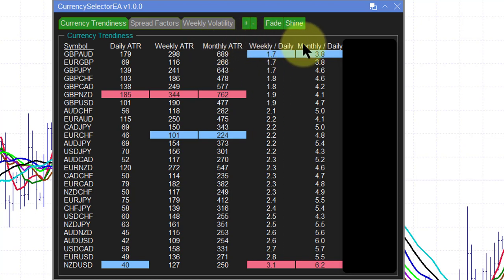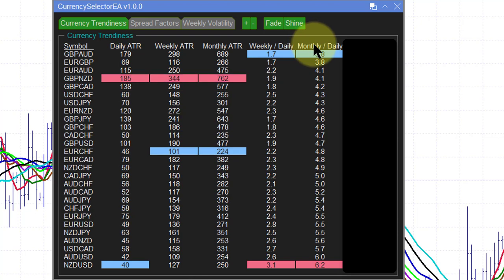So then I take the monthly and I do exactly the same calculation, and we can sort this column just to make sure it's right. And again, you get the same kind of thing. The pound Oz in a month has moved 689, and its daily volatility is that. So the daily volatility as a ratio to the monthly is 3.8.